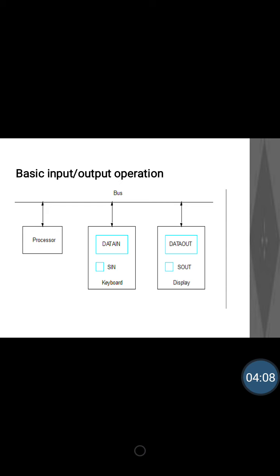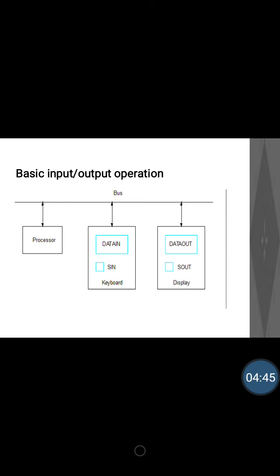The simplest way, the first way we have found, is the introduction of buffer registers. You can look at the diagram: the keyboard is associated with one buffer register called data in, and the display is given data out as a data buffer register. Then I have two status bits, not registers. SIN is the status input bit, which is related to the keyboard, and SOUT is one more status bit, which is related to the display.